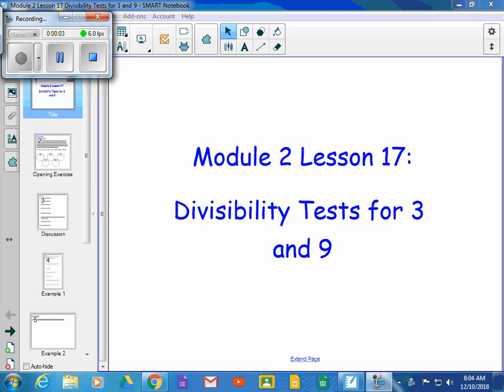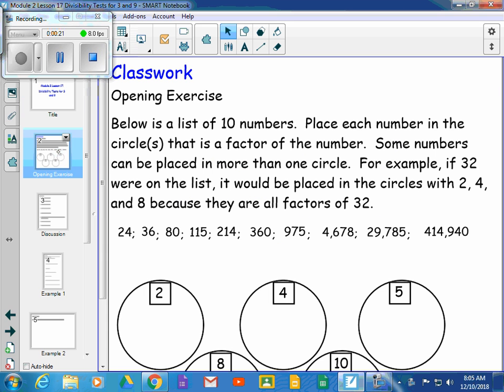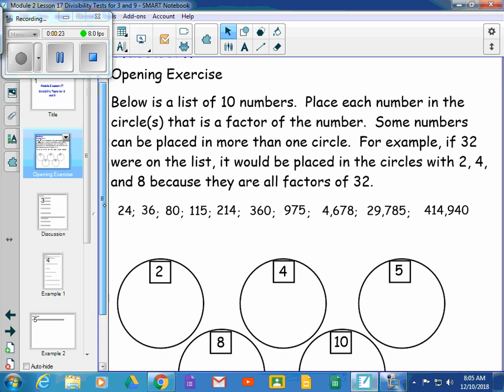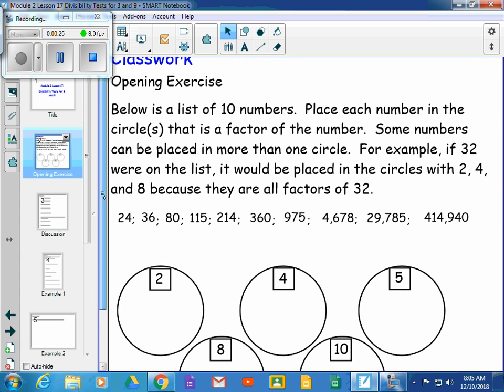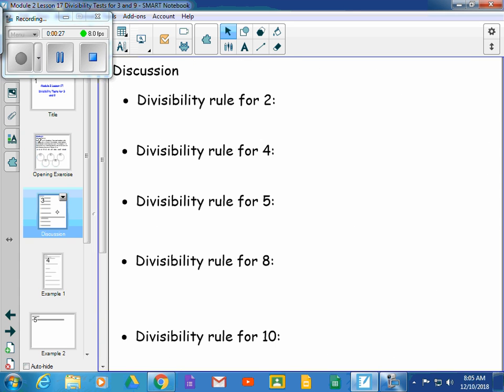Lesson 17 is about divisibility tests. Our goal is going to be to determine if numbers are divisible by 2, 3, 5, 9, and 10. These divisibility rules you're going to learn are going to be very handy when it comes to lesson 18, when you're going to be finding greatest common factor and least common multiple. Now this first page here that has the Olympic rings on it, we're going to skip momentarily and we're going to go to the next page.